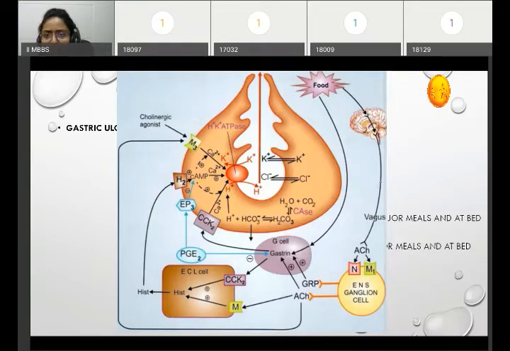What are ulcer protectives? Which ones are the ulcer protectives? CBS, that is colloidal bismuth sulfate. Okay. Then other, sucralfate. Okay. Then what is alginate? Anybody can tell what is alginate? That is used for GERD. Very good.